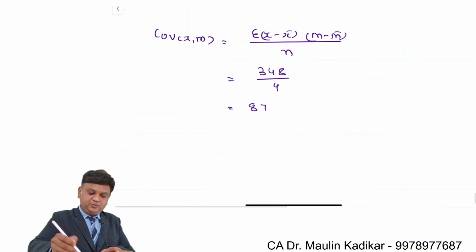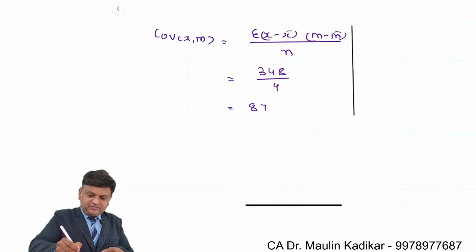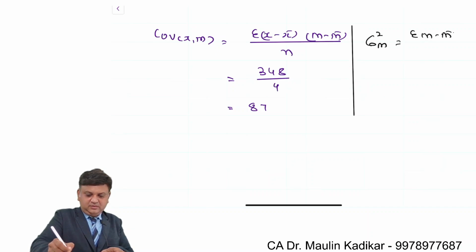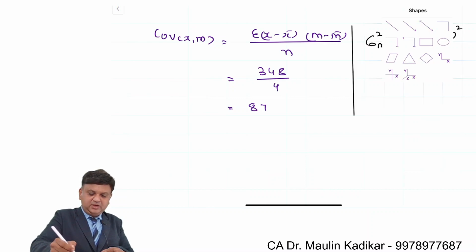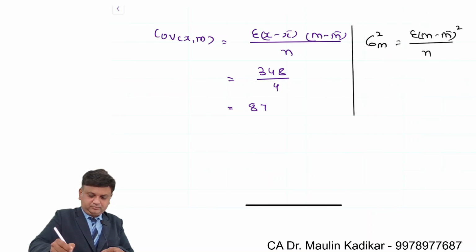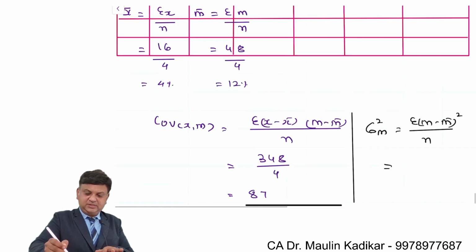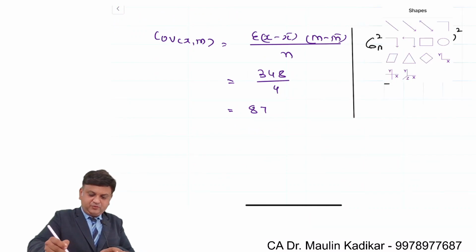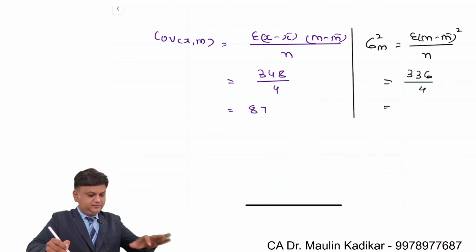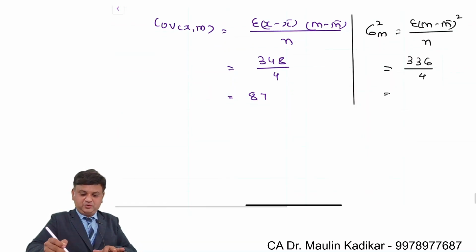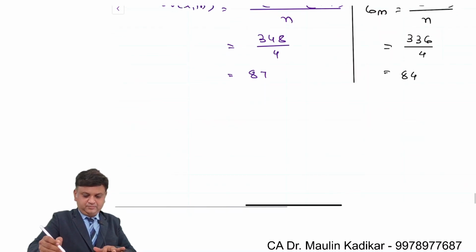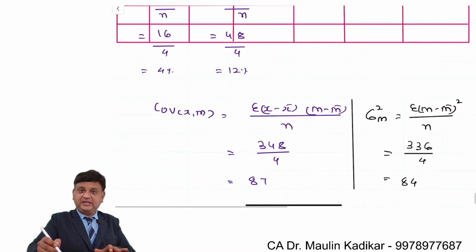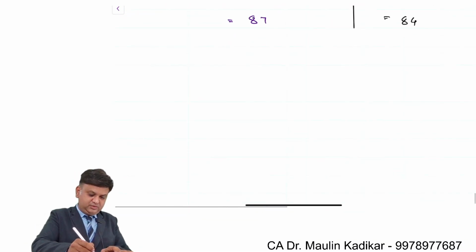Now based on this, we can compute the variance of the market portfolio. Variance of the market portfolio is found as summation m minus m bar whole square divided by number of years, once again. So over here it is 336 divided by 4. And the answer comes to 84. Okay, this is the way the covariance is calculated and the variance of the market portfolio.